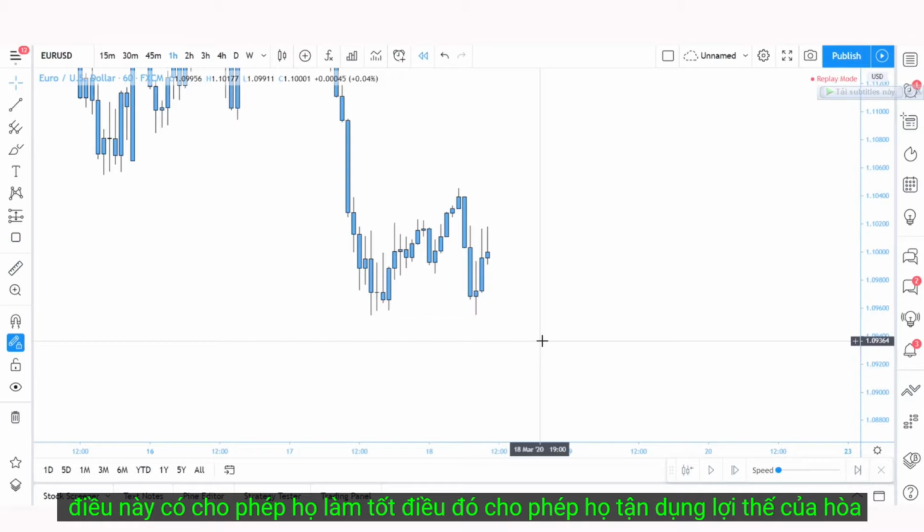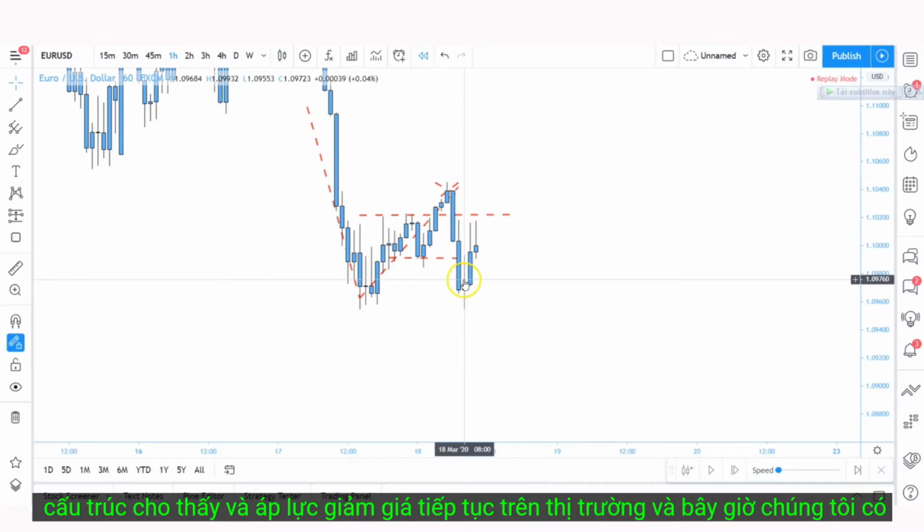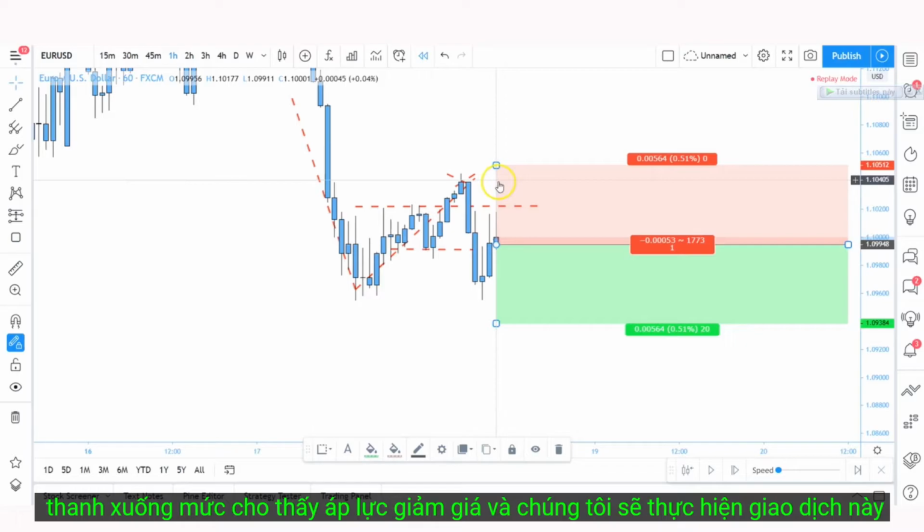So we can clearly see the market structure is to the downside. Now, we do have this pullback lower high. We did have an area in the market where price broke above to make this higher high, but as you can see in recent price action, price did break and close below the structure, indicating continued bearish pressure in the market. And now we have an area here where price is stalling out. So for that reason, we have a nice pin bar to the downside, indicating bearish pressure, and we're going to take this trade with all the evidence that we've gathered, and we're going to see what happens.